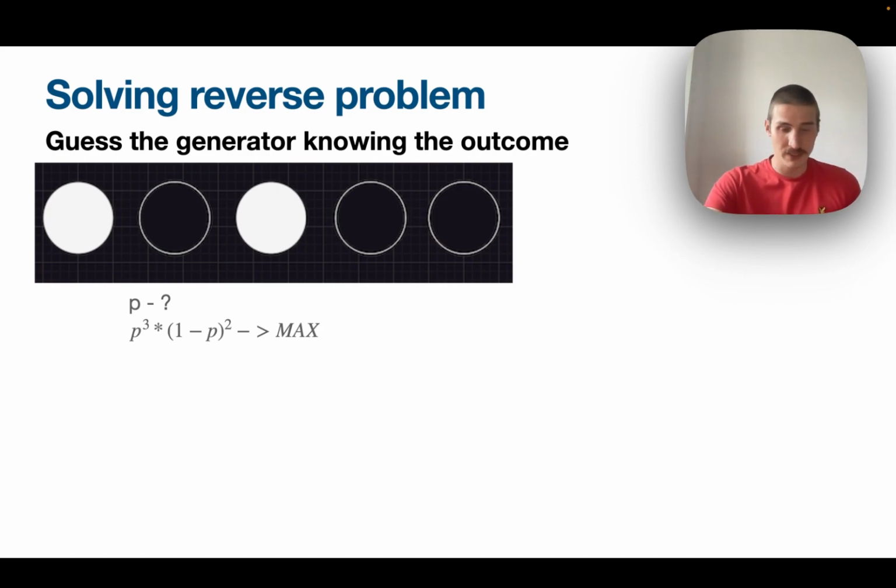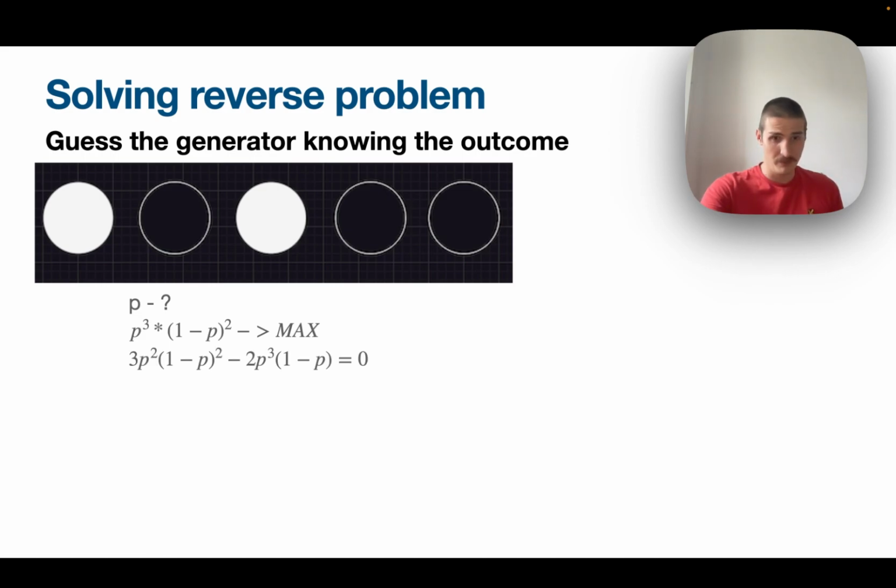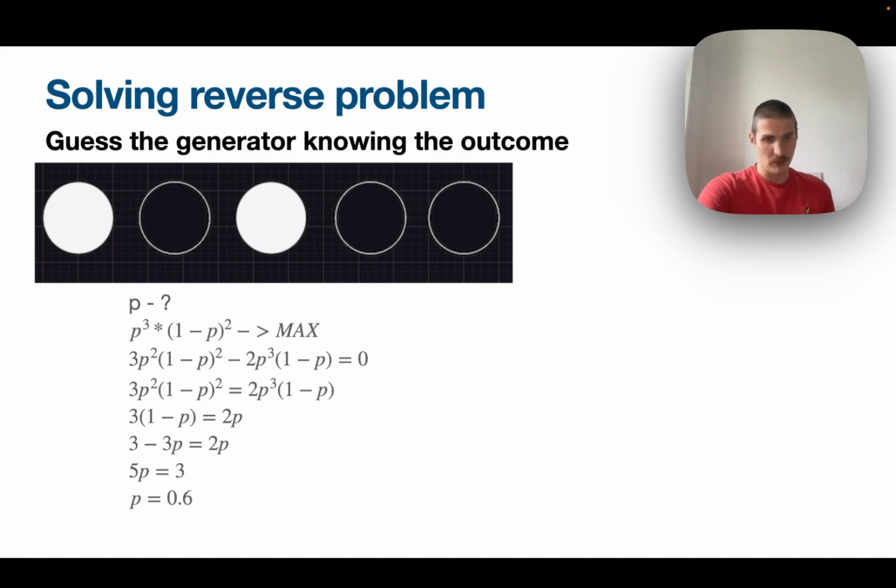We can get P from this. For that, we just calculate the derivative with respect to P. We end up with 3P squared times (1 minus P) squared minus 2P cubed times (1 minus P). And we equate that to 0 to find the max. So first we move this little thing here to the right. Then we cross out P squared and (1 minus P). We end up with 3 times (1 minus P) equals 2P. And from that we quickly get P equals 0.6 or 60%.